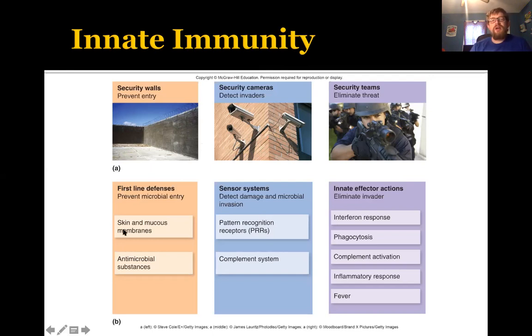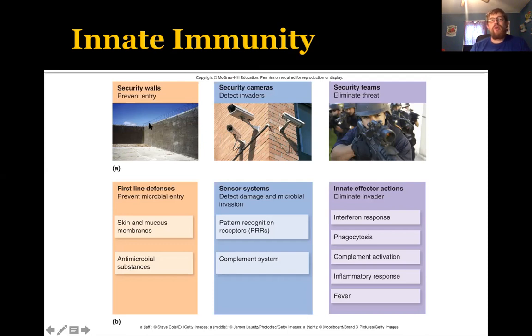And so here you have your skin and mucous membranes. We'll talk about those in just a little bit, but they are incredibly vital. You also have, you guys have heard of these now, antimicrobial substances that different cells and glands of your body can secrete to help neutralize the pathogen, hopefully before it crosses one of these barriers, all right?